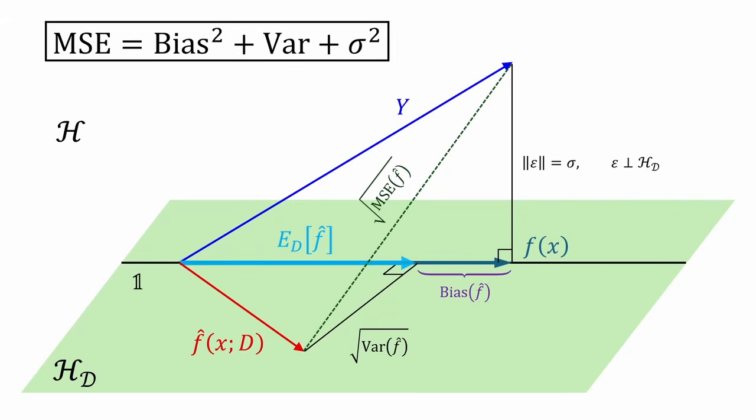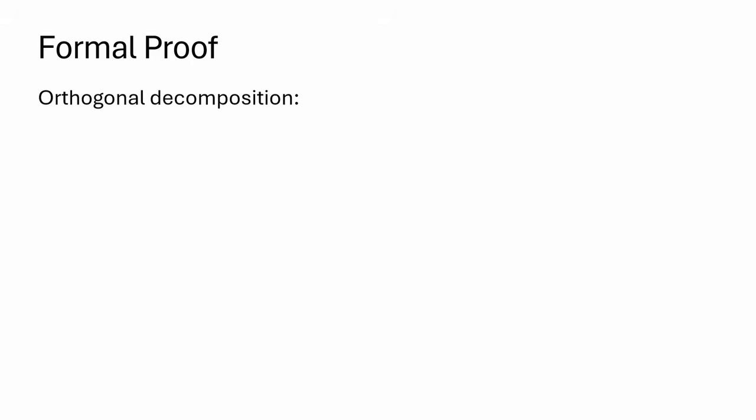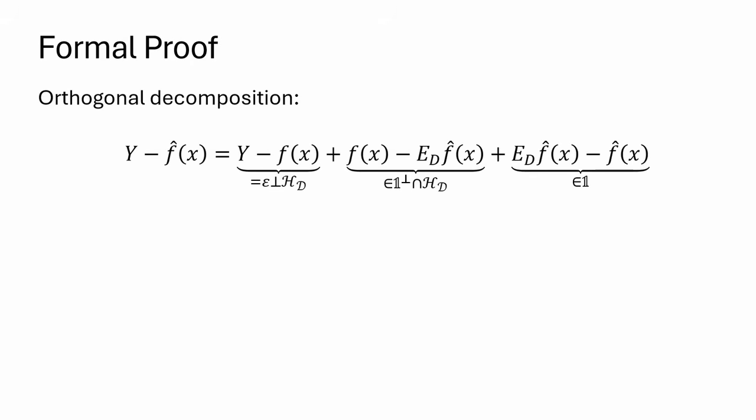And the formal proof inspired by this diagram is now very straightforward. First, we have the orthogonal decomposition. Y minus f hat is equal to y minus f of x plus f of x minus E_D of f hat plus E_D of f hat minus f hat. So the 3 components are grouped as such.